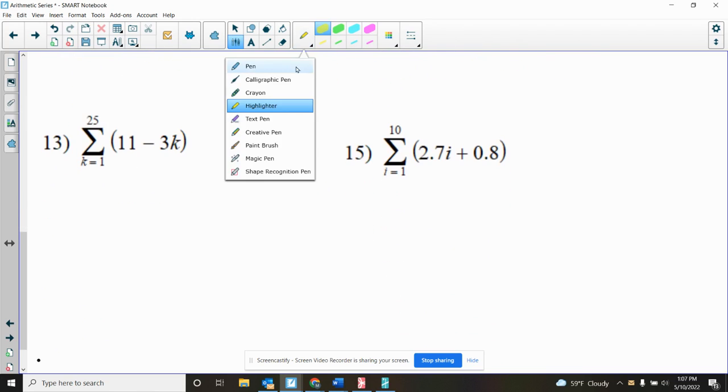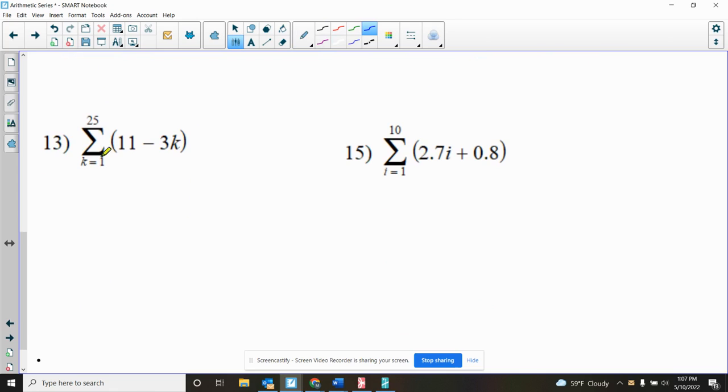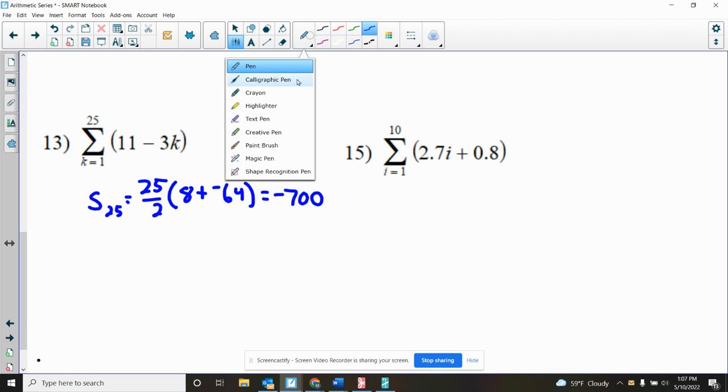Same thing down here. What we're looking at is, so it starts at 1, so it goes up to 25. So the sum of those 25 terms is n over 2, so 25 over 2. Put a 1 in for the k. This would be 11 minus 3, which is 8. Put a 25 in for the k. It's 11 minus 75, which is negative 64. So 25 halves times 8 plus negative 64 takes us to an overall sum for the series of negative 700.